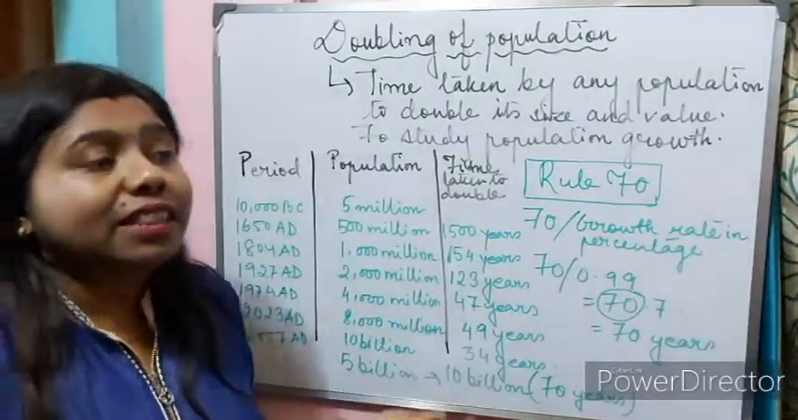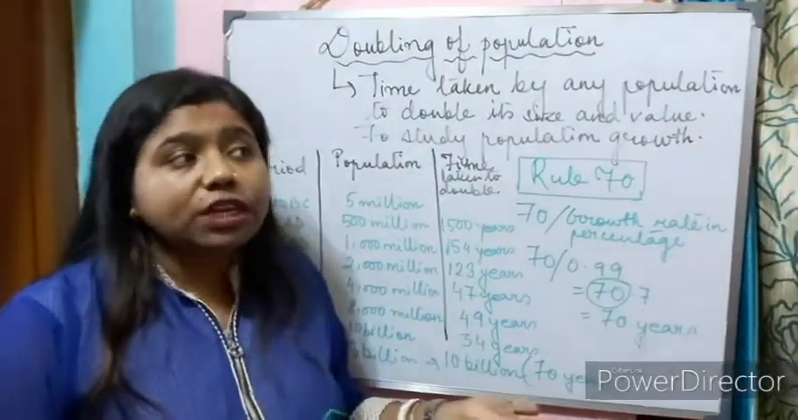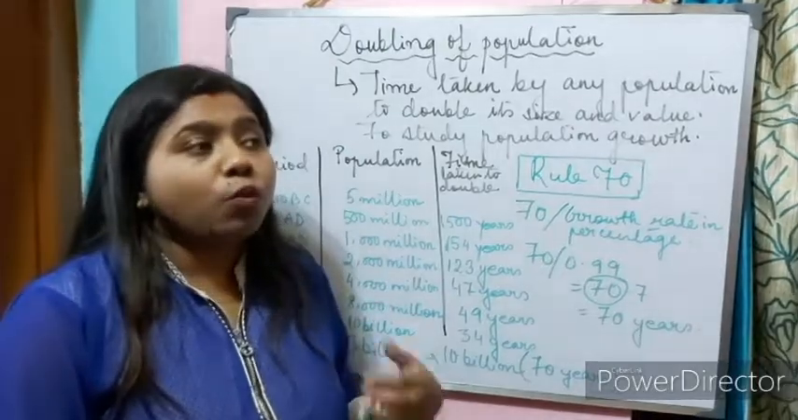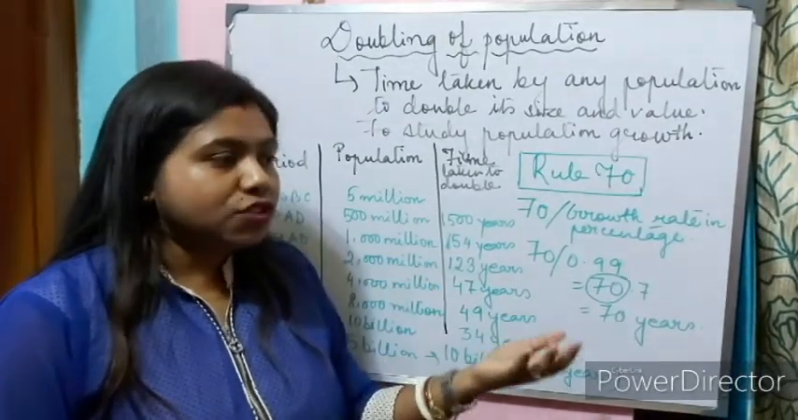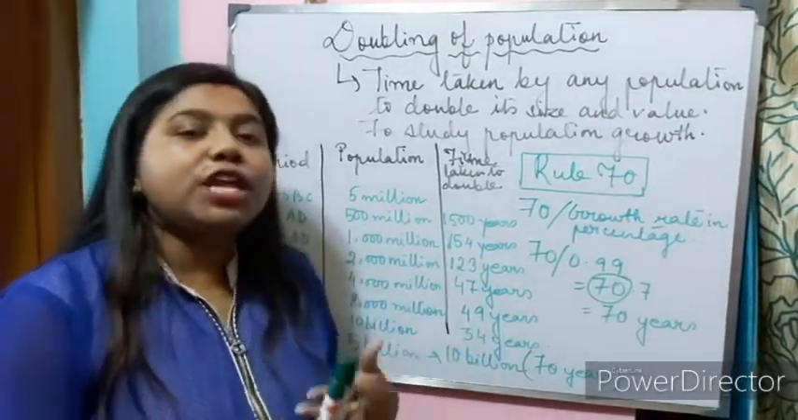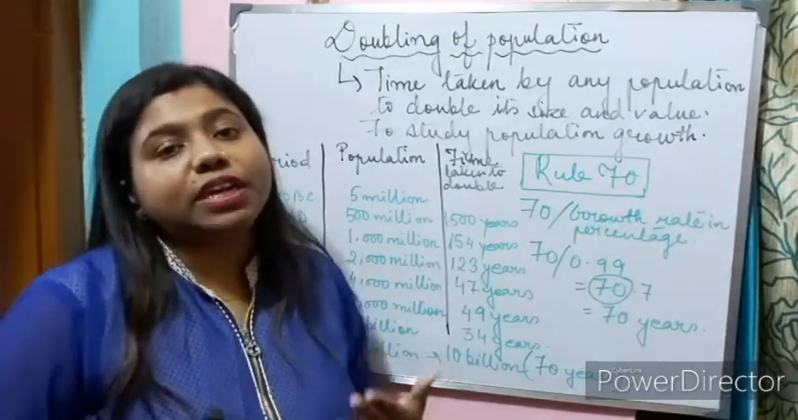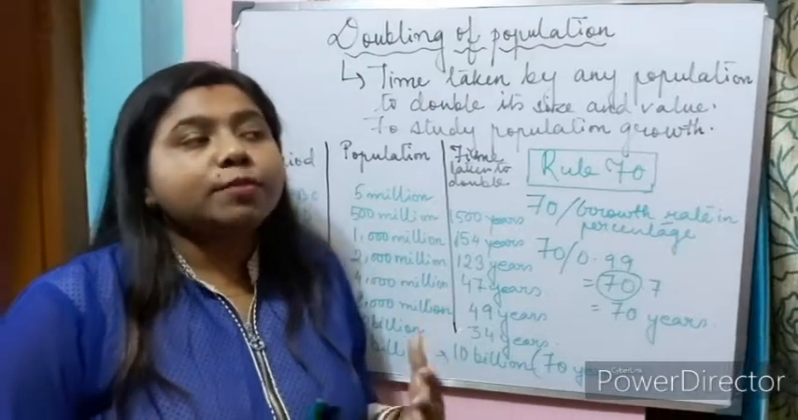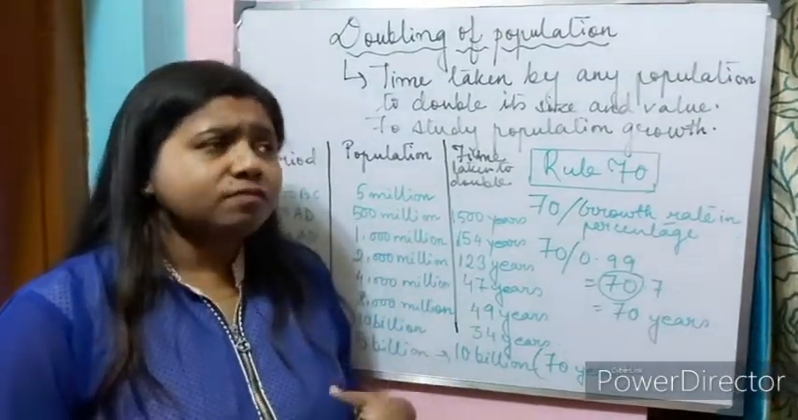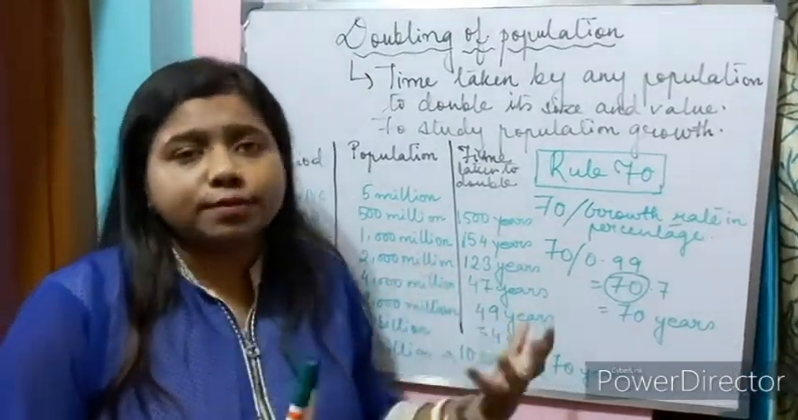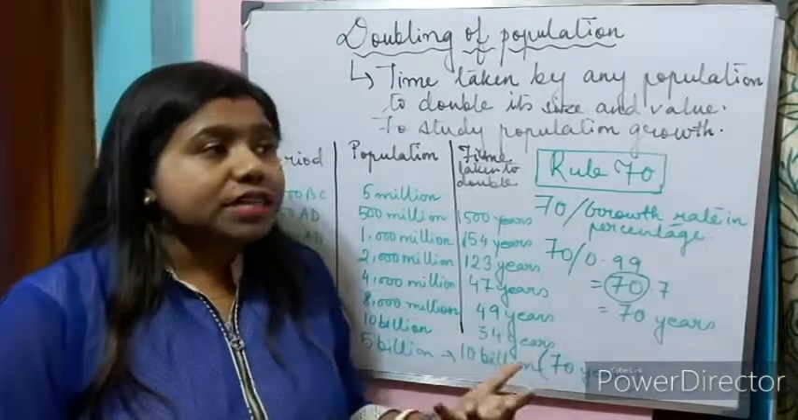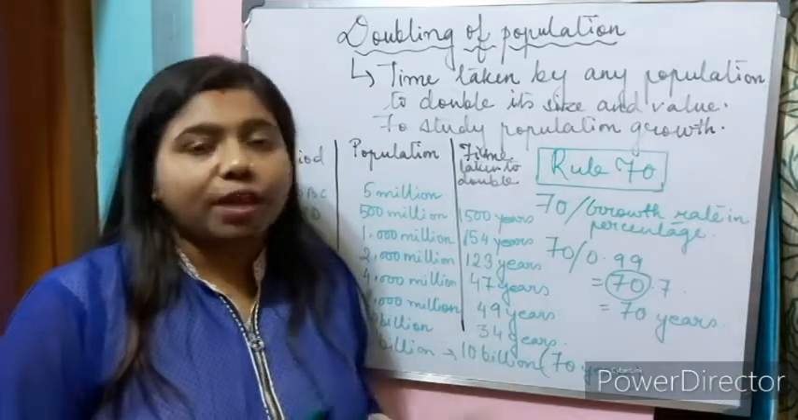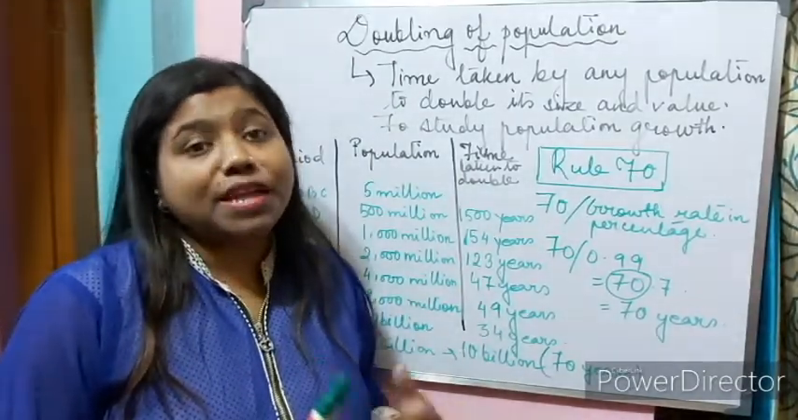Like Latvia, it will take only 23 years to double its population. So what is the reason that developing countries are doubling their population much faster compared to developed countries? Because in developing countries, we mostly see that they have a past of colonialism. Most of the time it is a male dominated society where the status of women is very poor. Illiteracy is a major factor.